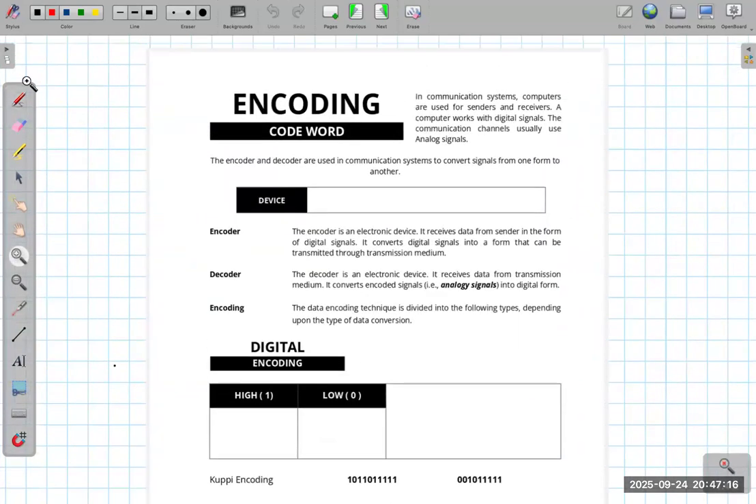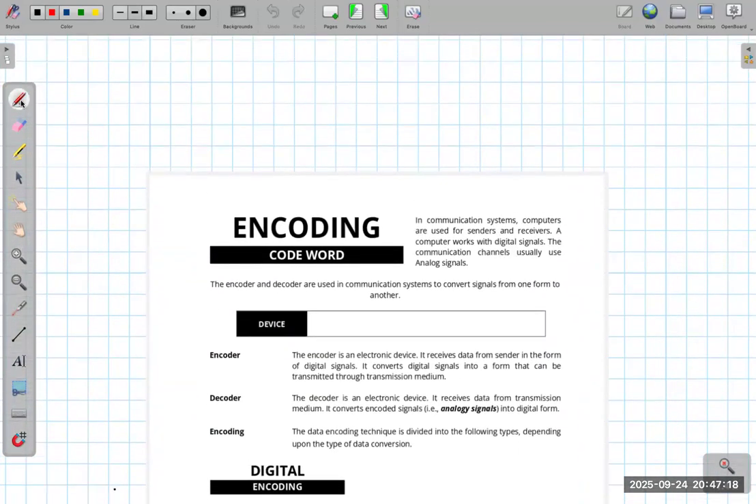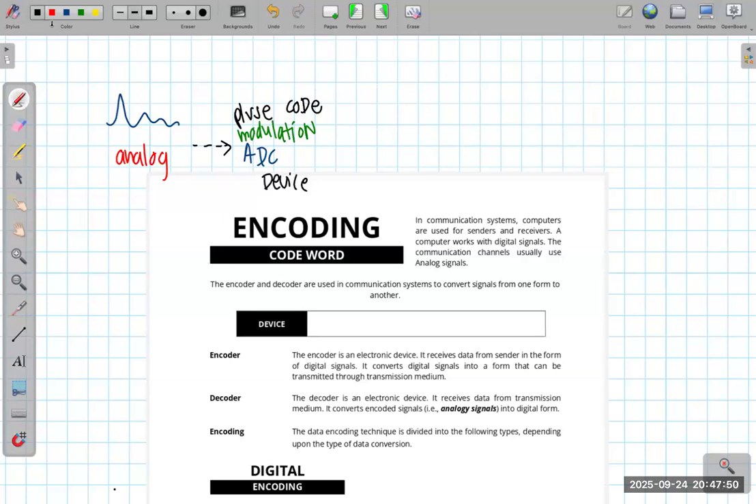Now, what does encoding refer to? We know that we convert from analog to digital signals. Analog is a continuous waveform, and when you convert it using an ADC, which is a type of modulation, an alteration to the signal properties. What modulation does this analog to digital signal conversion? Pulse code modulation. The device is the ADC, the analog to digital converter.